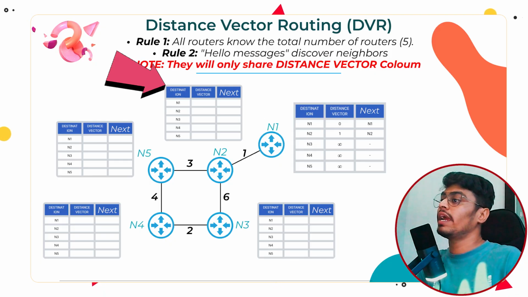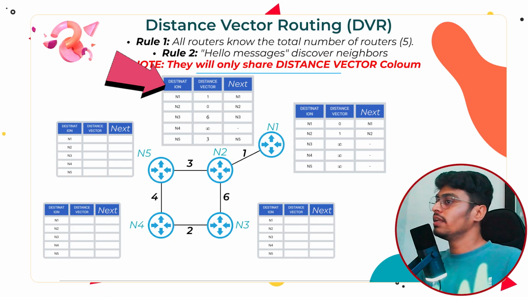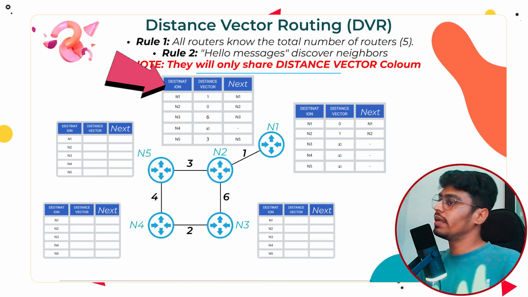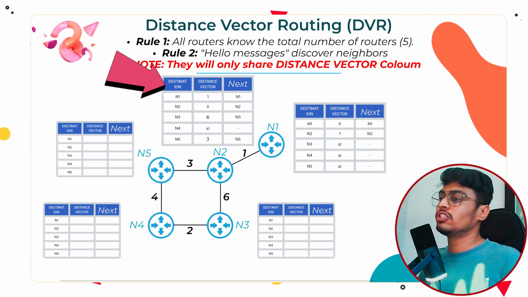Now similarly for n2's initial routing table, from n2 to n1, distance is 1. Next hop we will reach n1. From n2 to n2, distance is 0, and next hop will be n2. And from n2 to n3, distance is 6, and next hop is n3. From n2 to n4, distance is infinite because we don't have a direct connection, and next hop we don't know. From n2 to n5, distance is 3, and next is n5.